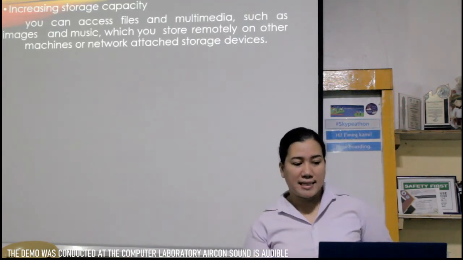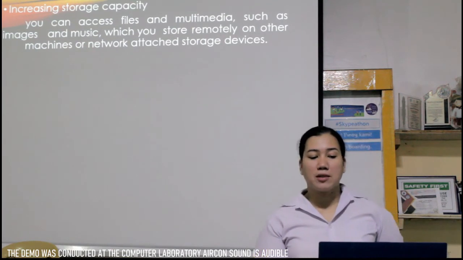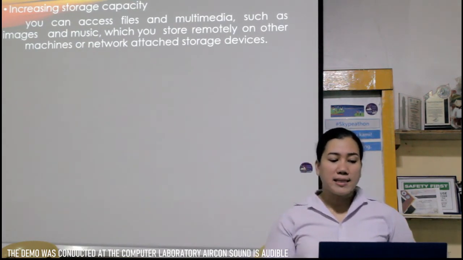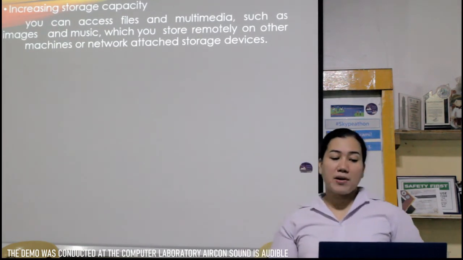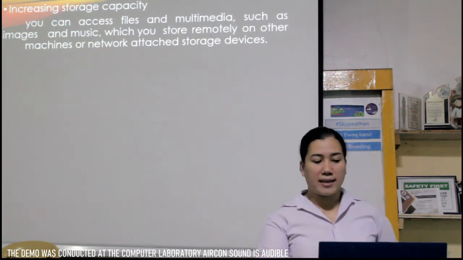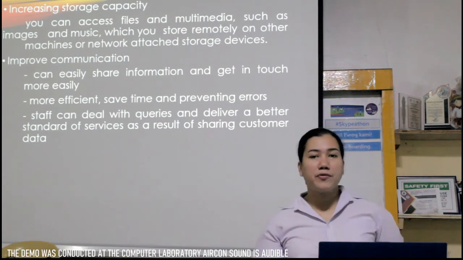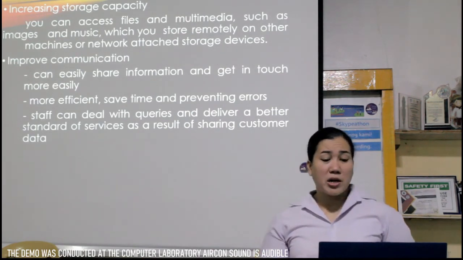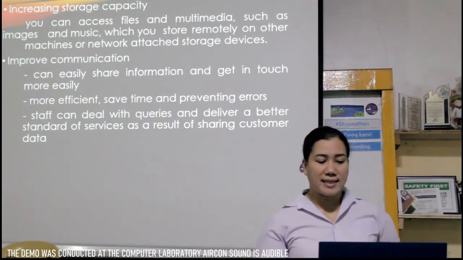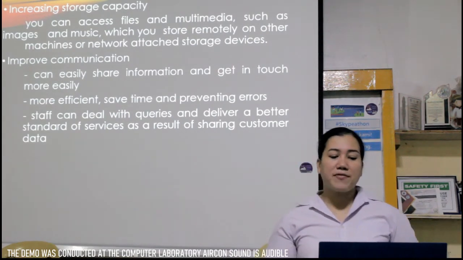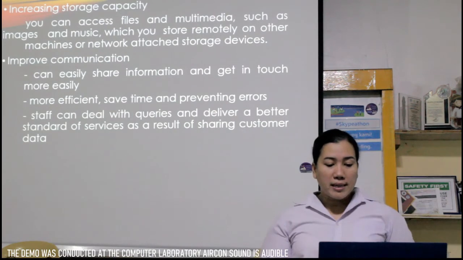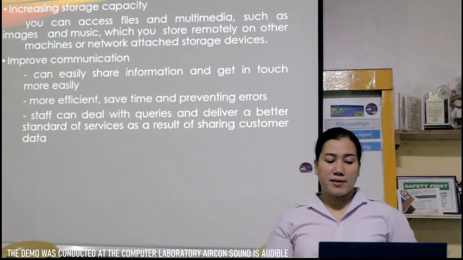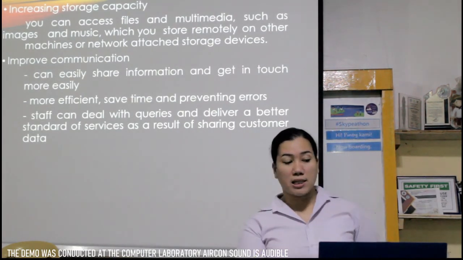Increasing storage capacity: you can access files and multimedia such as images and music, which you store remotely on other machines or network-attached storage devices. You can also improve communication. You can easily share information and get in touch more efficiently, saving time and preventing errors. Staff can deal with queries and deliver a better standard of service as a result of sharing customers' data.